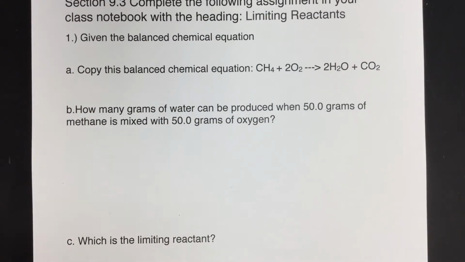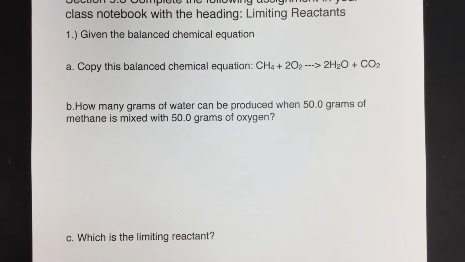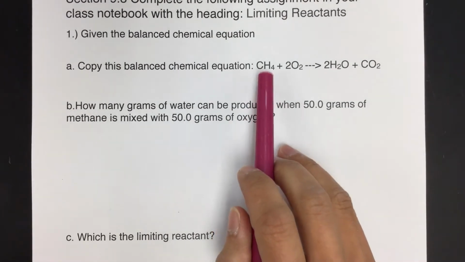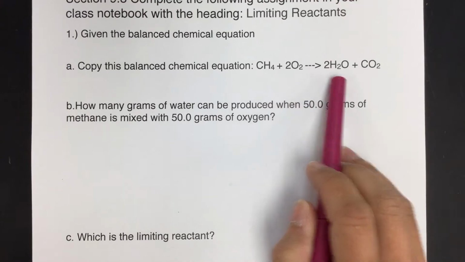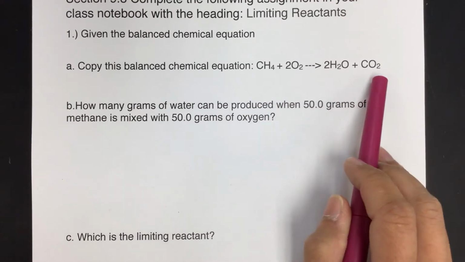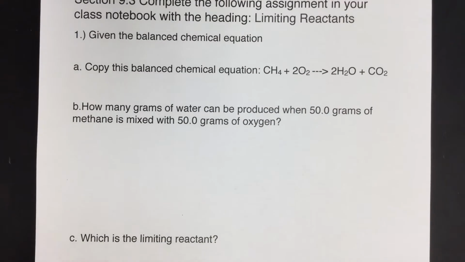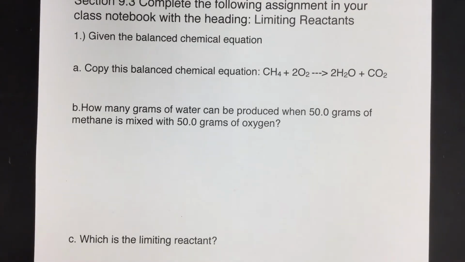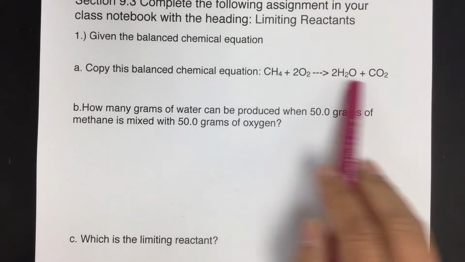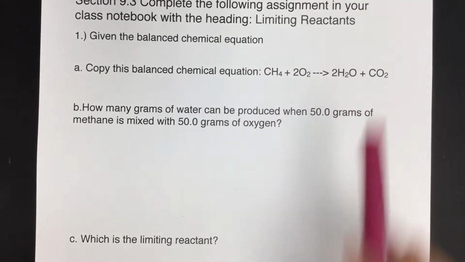Number 1, the chemical equation is CH4 plus 2O2 yields 2H2O plus CO2. Remember, in any stoichiometry problem, we need to have a balanced chemical equation. Sometimes it's given, sometimes it's not. Sometimes it's balanced, sometimes it's not. This one is given and it's already balanced, so we will be using this.